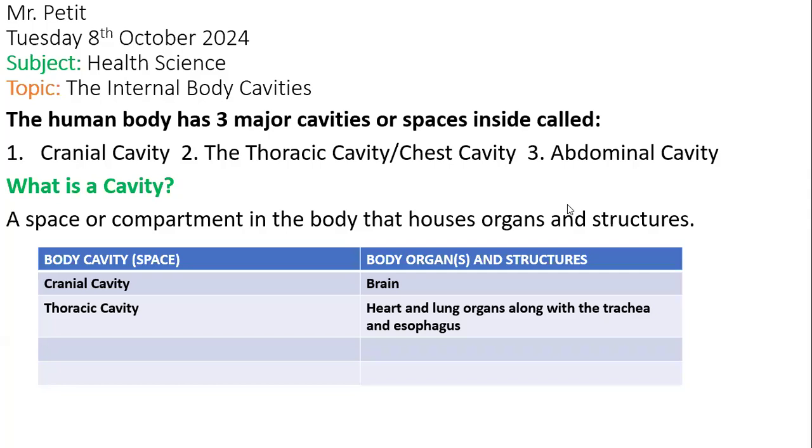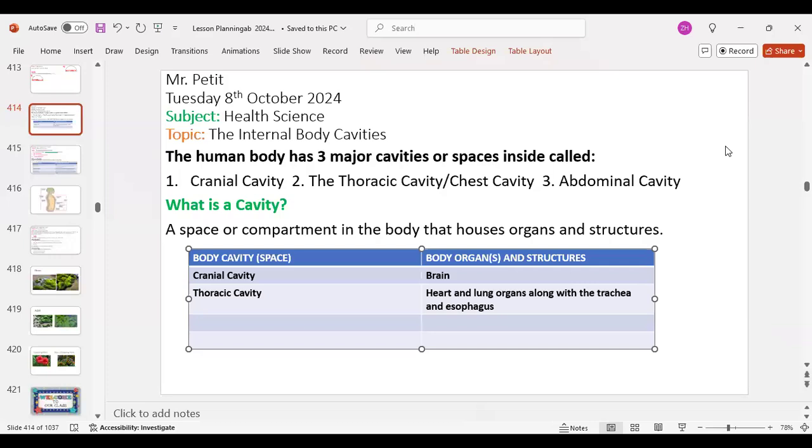What are the three major body cavities? Cranial cavity, thoracic cavity, chest cavity, abdominal cavity. Very good.